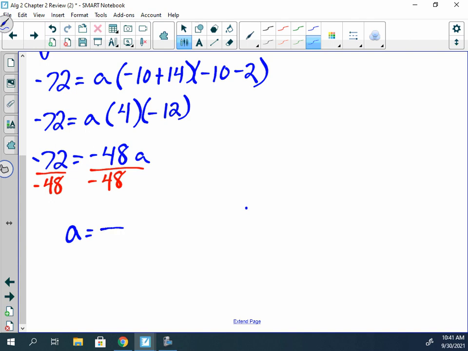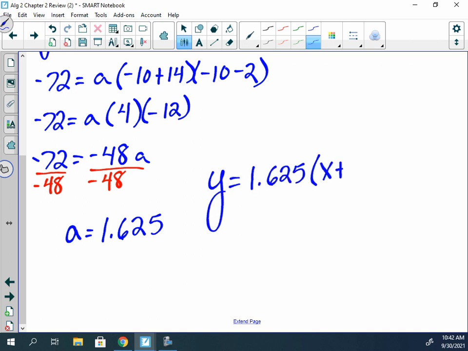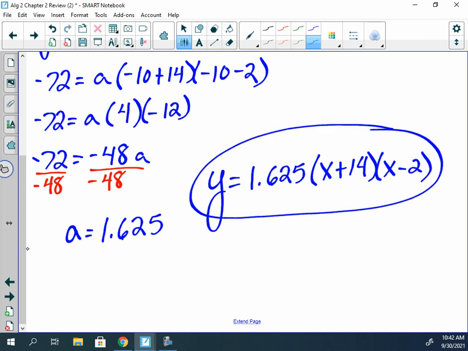It's not going to divide evenly, but it would simplify. You want to plug in 72 divided by 48. See what you get. 1 point something? 1.625. So the final equation is y equals 1.625 parentheses x plus 14 times x minus 2. And that's it. Because once we plug the intercepts in for this one here, we find the value of a and plug it back in. And that's it.